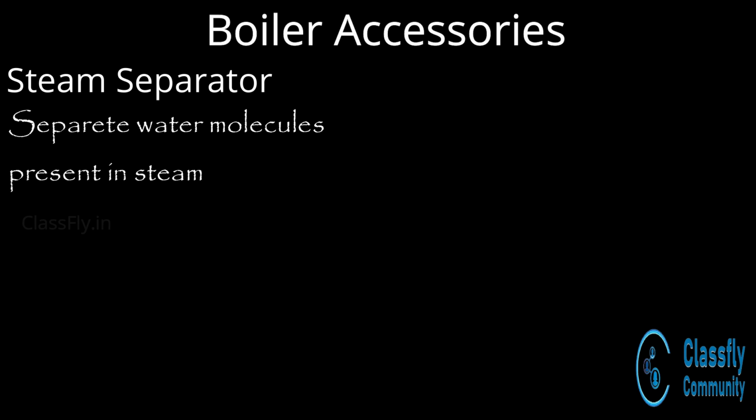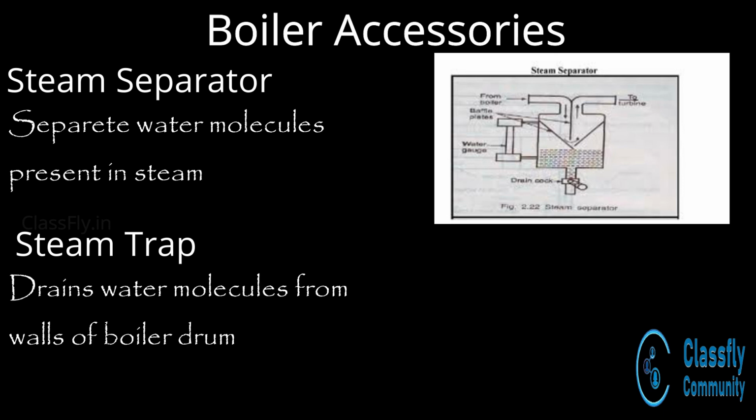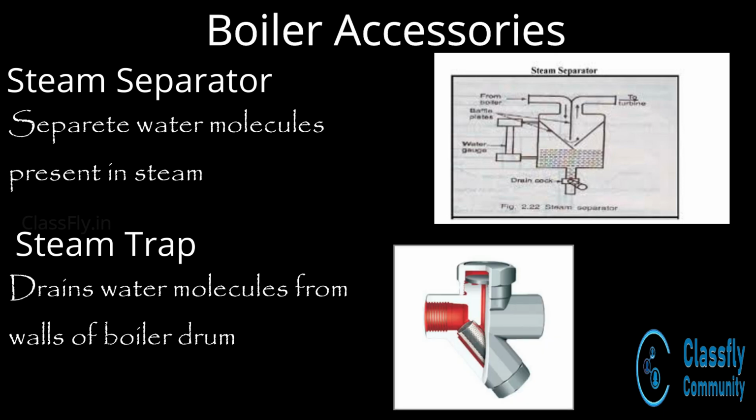Next, we have the steam separator. Well, this is a device which is used to separate the water particles present in the steam mixture. Next, the steam trap. Well, this is used to drain off the separated water molecules which are accumulated in the steam pipes and the walls of the boiler.